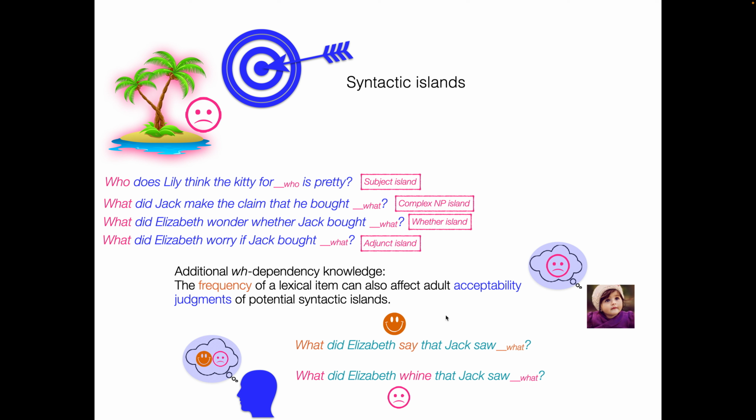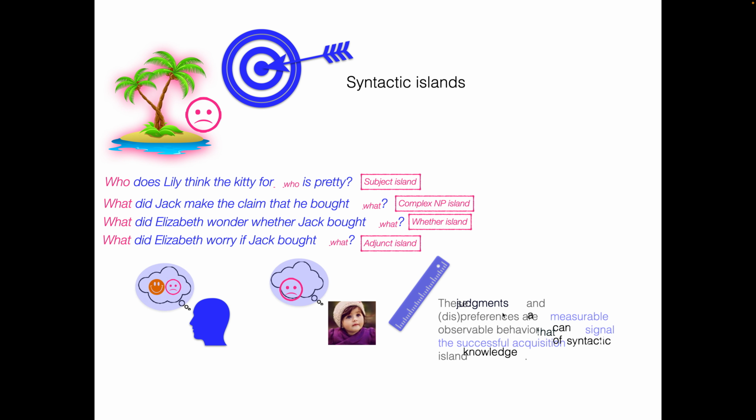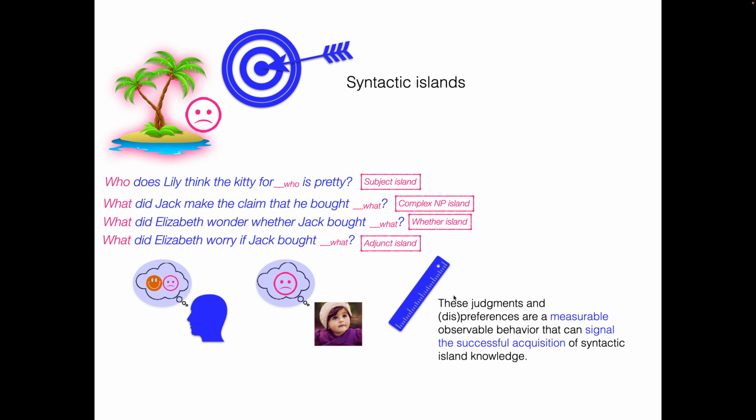So again, this is a whole variety of different types of behavior that we're observing in adults and children about this WH dependency knowledge. And these judgments and preferences or dispreferences are basically a measurable thing. They're a type of observable behavior we can measure and that can signal the successful acquisition of syntactic island knowledge, right?